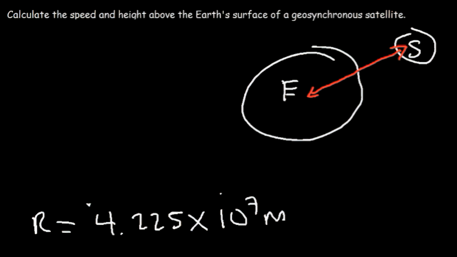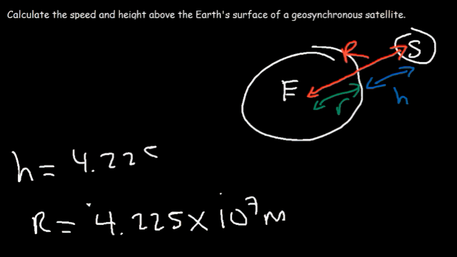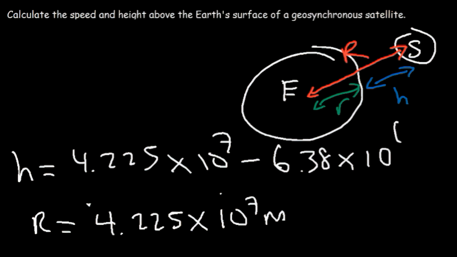So if we want to find the height above the surface of the Earth, we need to subtract the total distance by the radius of the Earth. So the height is going to be 4.225 times 10 to the 7 minus the radius of the Earth, which is 6.38 times 10 to the 6 meters.